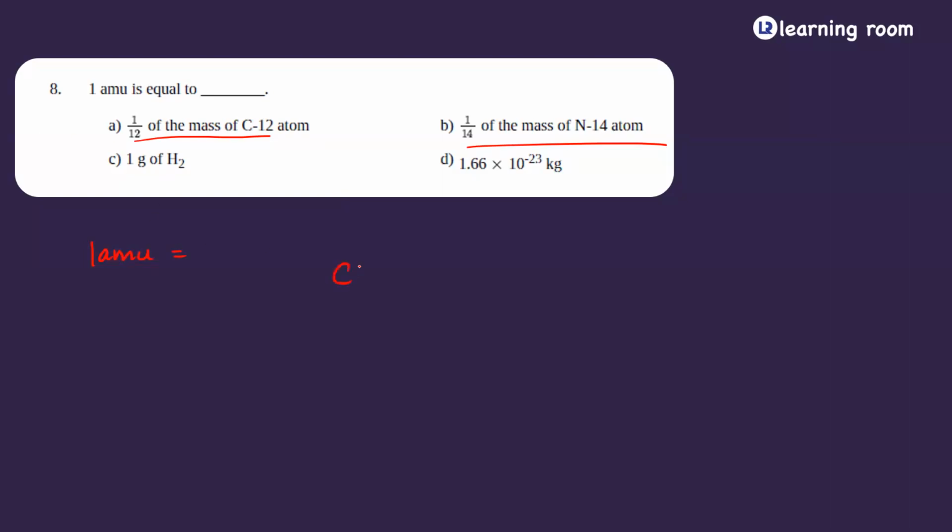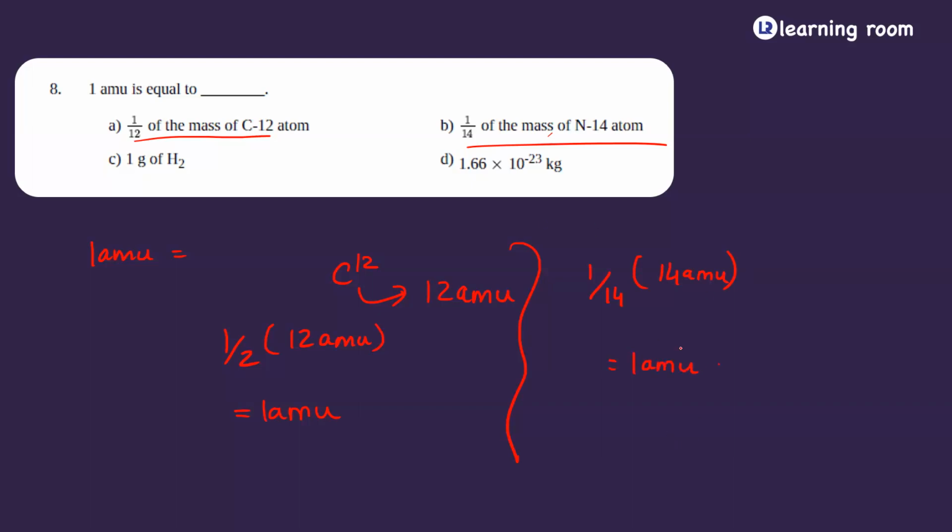Because for a carbon 12 atom, the mass of one carbon atom is 12 AMU. It has 6 protons and 6 neutrons. So each proton and neutron contributes to the atomic mass units. So one carbon atom's weight is 12 AMU. 1/12th of the mass of one carbon 12 atom is 1/12 into 12 AMU, which is 1 AMU. Same thing happens with 1/14th the mass of nitrogen atom. 1/14 into the mass of one nitrogen atom, 14 AMU, will be 1 AMU. So that is also a right option. A and B, clear?